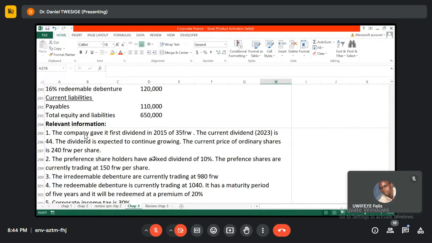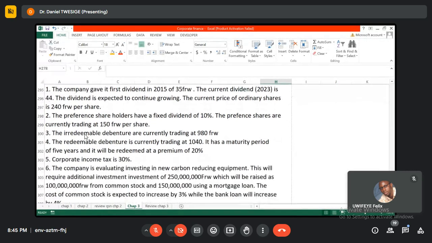The preference shareholders have a fixed dividend of 10%. The preference shares are currently trading at 150 francs per share. Redeemable debentures are currently trading at 980 francs each. They have a maturity period of 5 years, and will be redeemed at a premium of 20%. Our corporate tax is that.